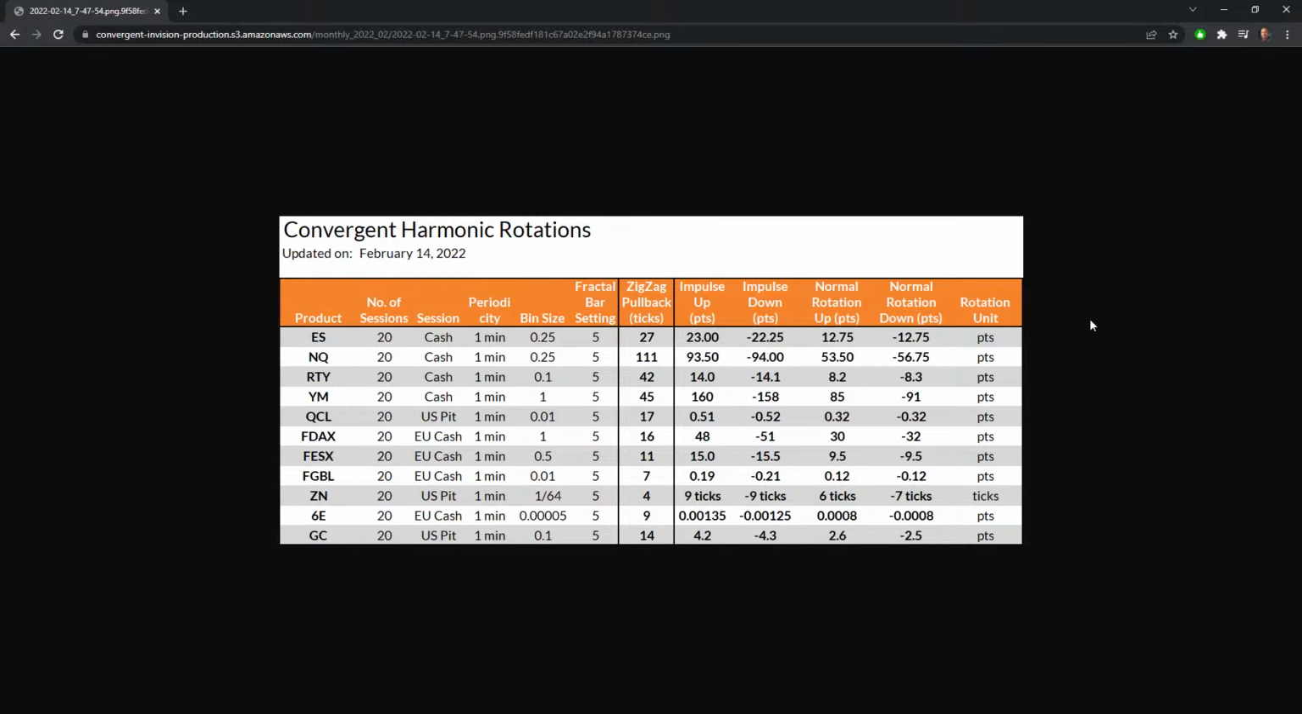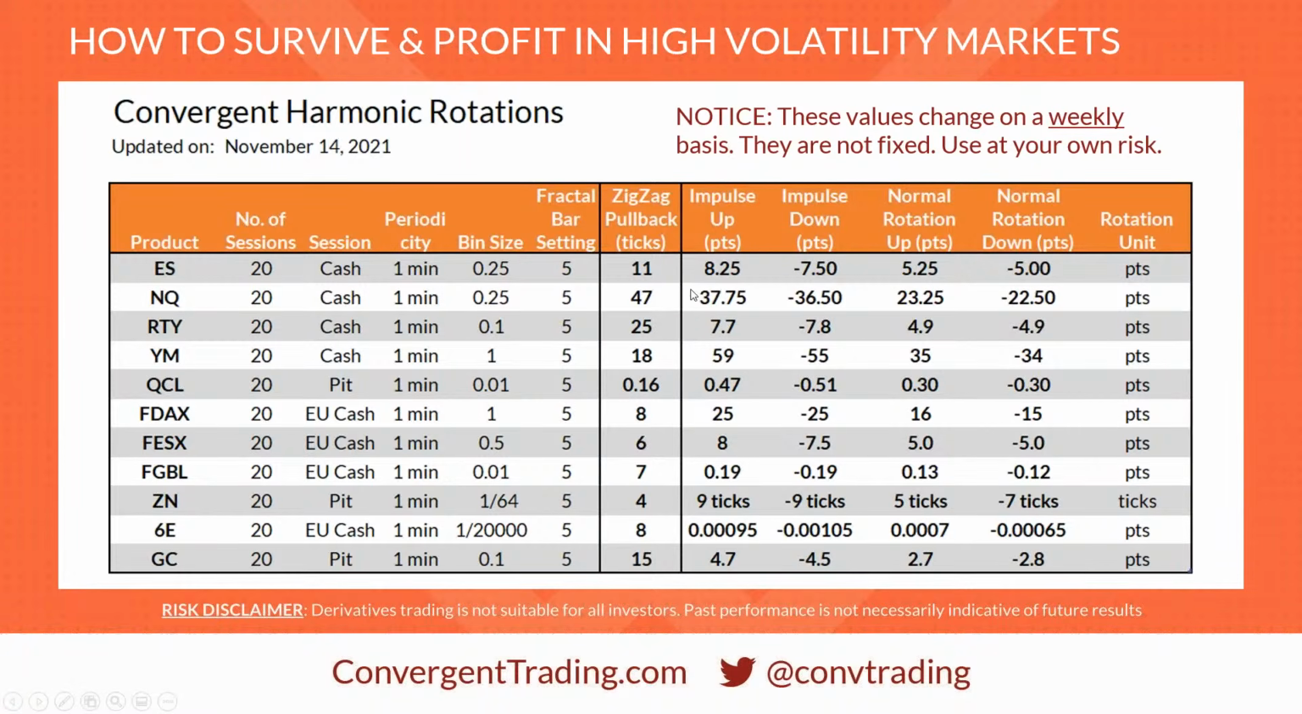Again, okay, you all see this? Look at the numbers. Impulse is 23 points, normal rotation is 12.75 points. And here's what it was back in November. So you can see this changes week by week by week by week. It slowly goes up or down. And this is how we're measuring volatility. I cannot overemphasize how important this chart is.